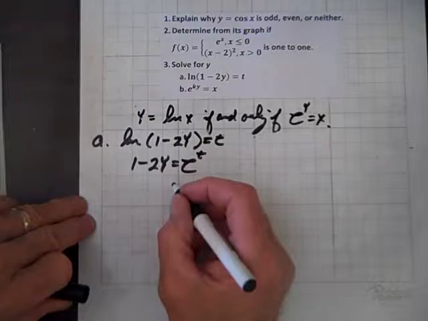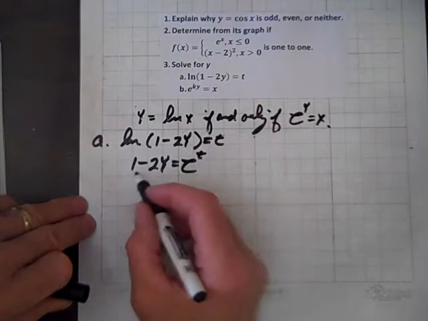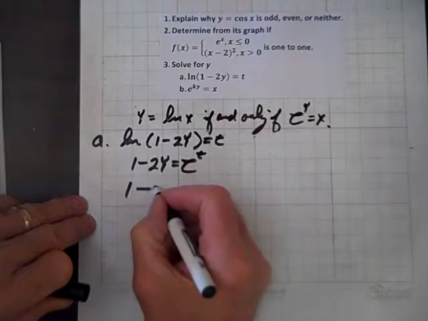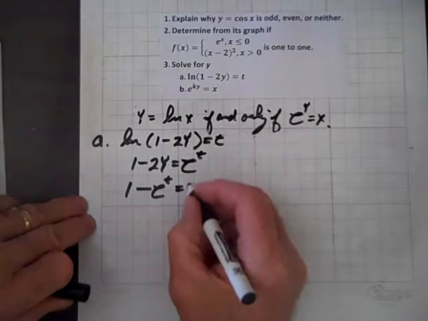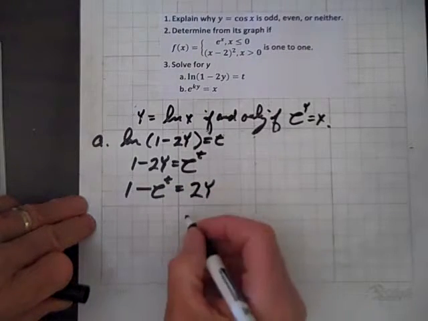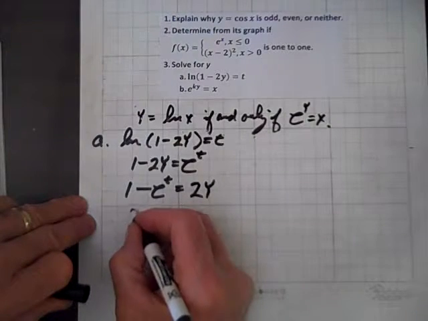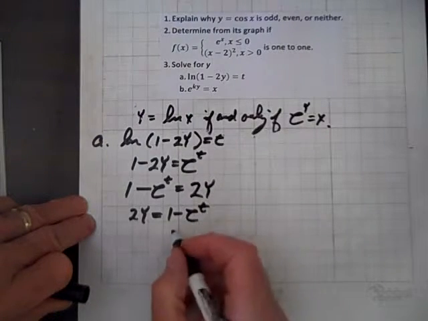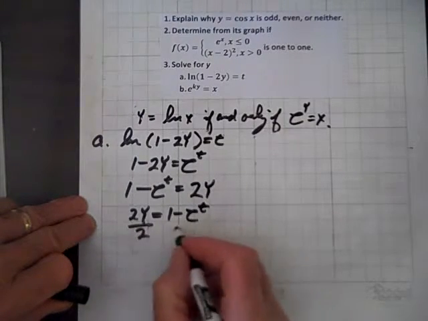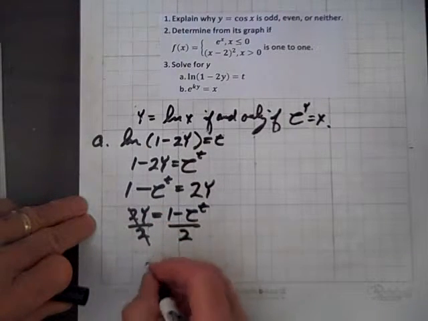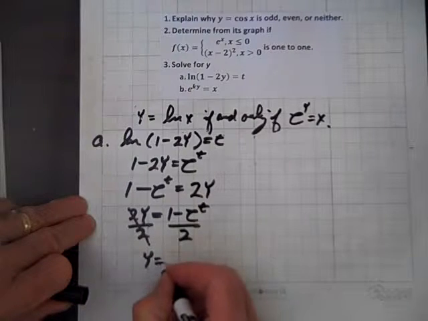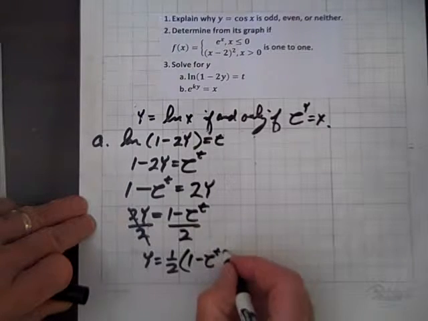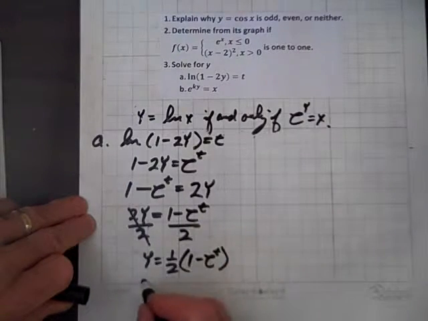Now let's subtract e to the t from both sides and add 2y to both sides. So 1 minus e to the t then equals 2y. Now I'm going to exchange positions, so we have 2y equals 1 minus e to the t. To isolate y, we'll divide both sides by 2. So now y equals 1/2 times 1 minus e to the t. In this case, we've isolated y, so this one's done.